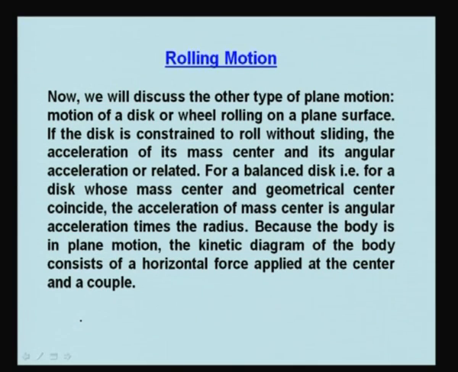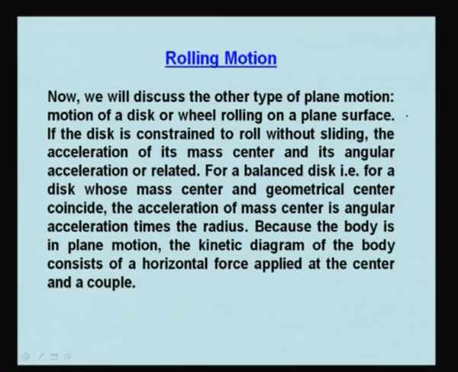If the disc is constrained to roll without sliding, the acceleration of its mass center and its angular acceleration are related. In pure rolling motion, the acceleration of the mass center and the angular acceleration will be related. But if there is some slippage taking place, then there is no relation. Now you can consider different cases. Like one, you can have a balanced disc.